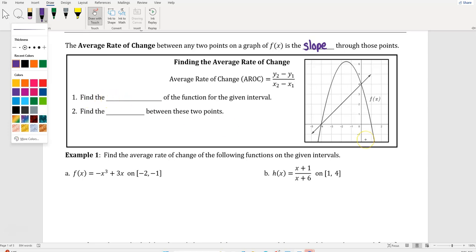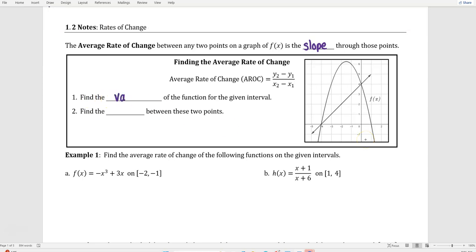What you need to do is find the value of the function for the given interval, and then find the slope between these 2 points. Especially at first, kids really have a hard time picturing what's going on here, because usually you've had a line and you find the slope of this line, right? So if we're looking at average rate of change on this interval, we're talking about looking at a line between the endpoints.